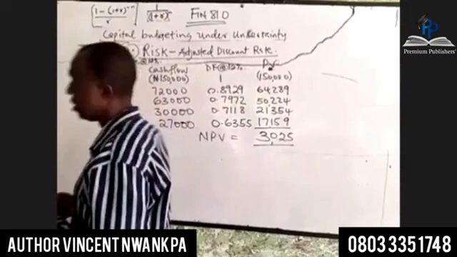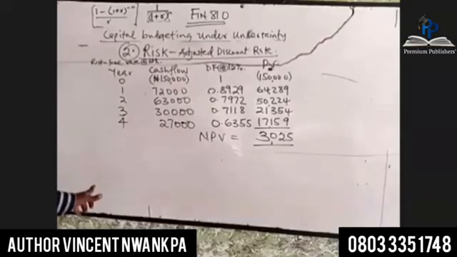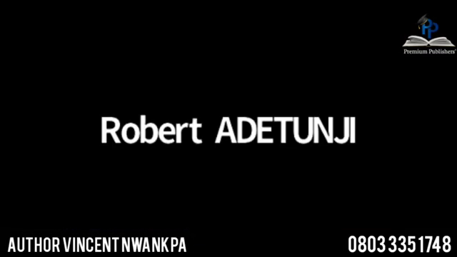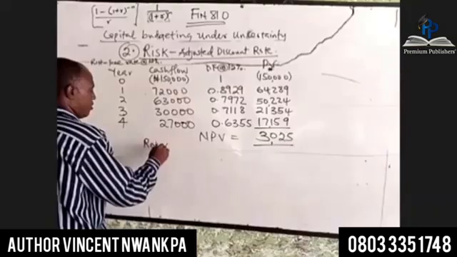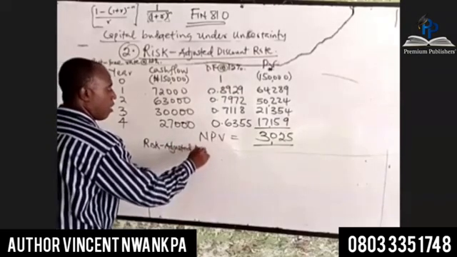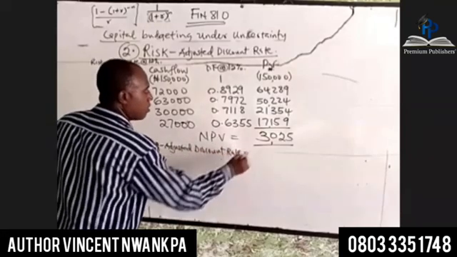Good. Remember, with this risk-free rate, we get a positive NPV. But we are looking at the risk-adjusted discount rates.